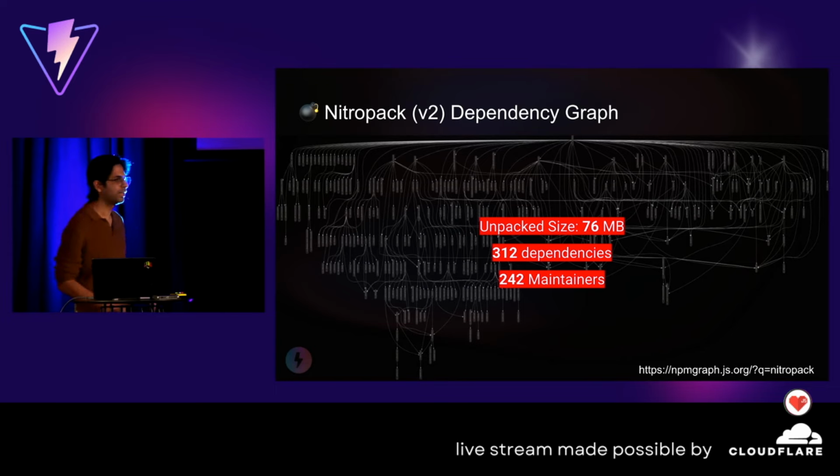Even though we tried so much to fight them, some dependencies could not be removed, and the situation with Nitro version 2 wasn't good. Like 76 megabytes, it's really dangerous. We have 242 maintainers. Imagine if one of these maintainers could be compromised. I mean, they are not hackers, but if the system of one of them, the npm access of one of them, is compromised, the whole ecosystem is compromised. And this was huge. So we had to solve it.